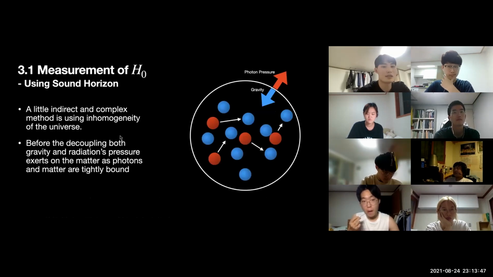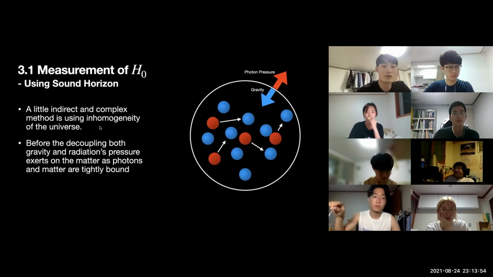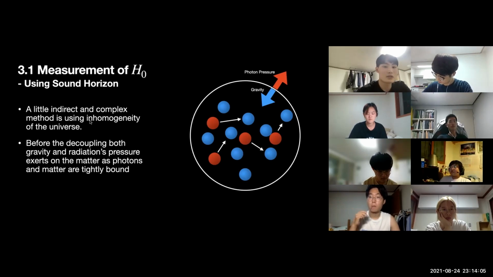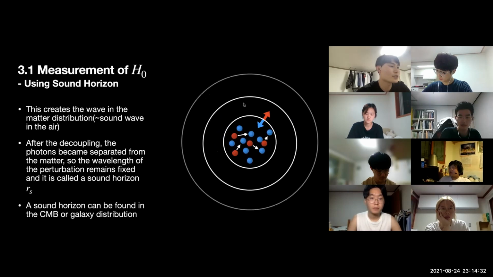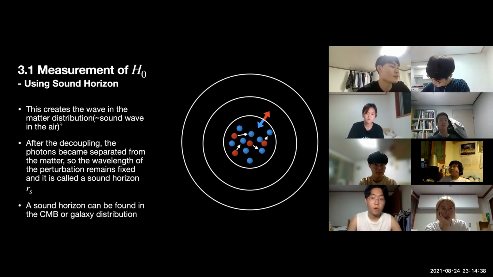The second method is a little indirect and a little complicated one. It is using the inhomogeneity of the universe. As you saw in the CMB pictures, there is a little inhomogeneity in the universe. Before the decoupling, when the nuclei and electrons are not yet bound by electromagnetic interaction, gravity of the matter pulls the matter itself, and radiation pressure exerts on the matter to push it to the outside directions. So these two forces create the wave. You can think of it as the same mechanism as the sound wave in the air.